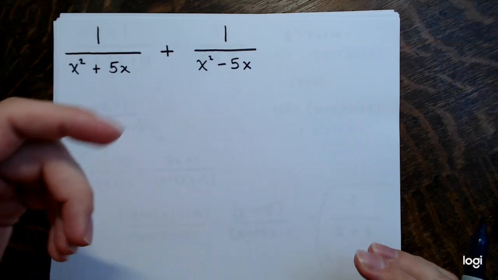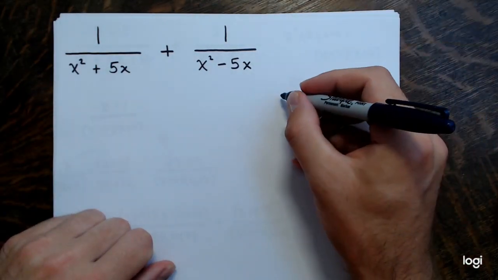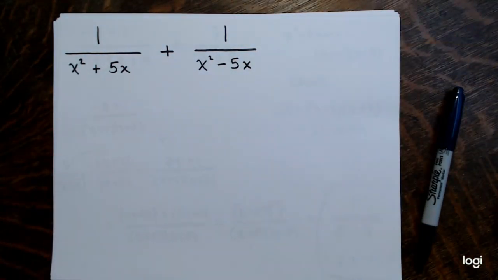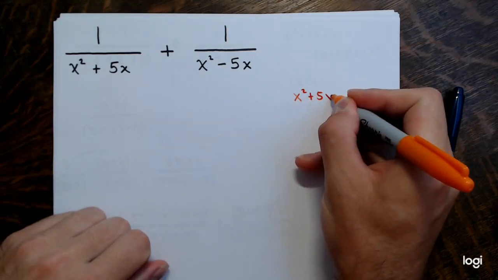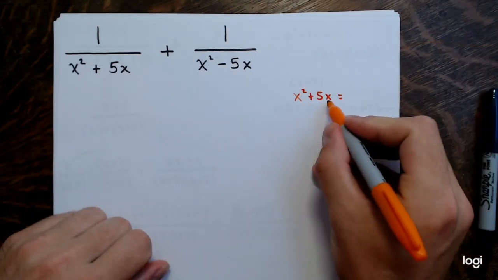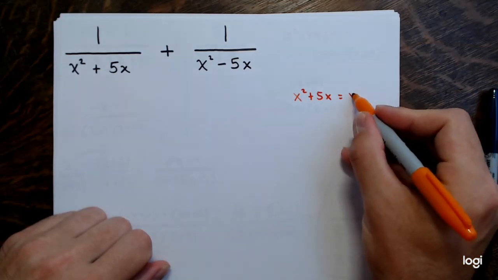Two fractions, let's find the LCD. So the first denominator is x squared plus 5x. That factors, these have a greatest common factor of x. I pull that out.